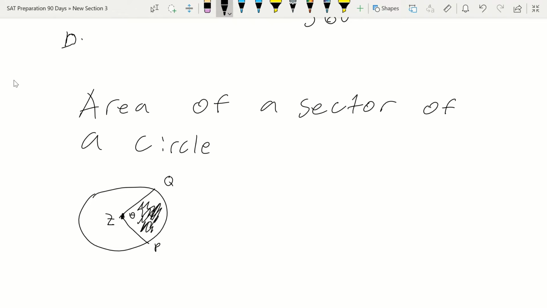If we want to find the area of that, the equation that we're going to use, we've got two of them once again.